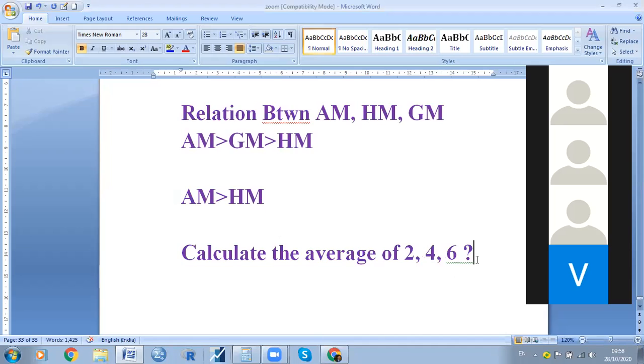You can do this one. Later we will discuss the next topic tomorrow. Just calculate the average of 2, 3, 6 by using the three formulas: the arithmetic mean, geometric mean, and harmonic mean. Then you will come to know which value is different from the others. Probably 99% you will get that the arithmetic mean is greater than the geometric mean, which is greater than the harmonic mean.